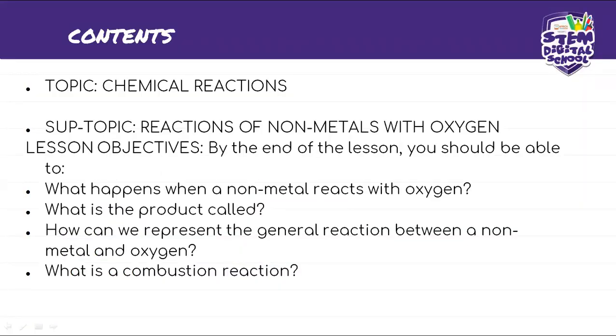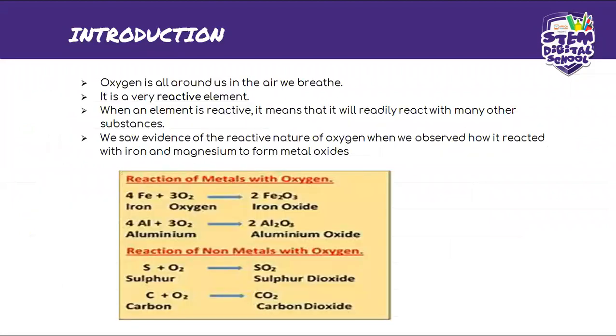Now let's look at our lesson objectives. It is expected that by the end of the lesson, you should be able to at least understand the chemical reaction between a non-metal and oxygen. You should also be able to write the product. You should be able to also write the general reaction between non-metal and oxygen. And then you should also understand a combustion reaction, because anything that reacts with oxygen is basically a combustion reaction.